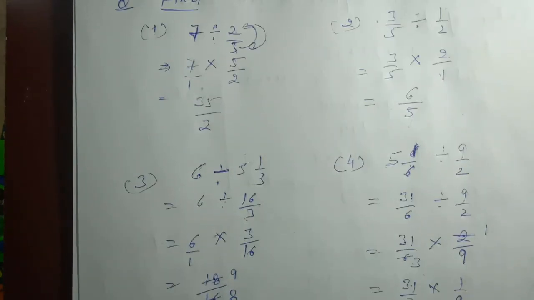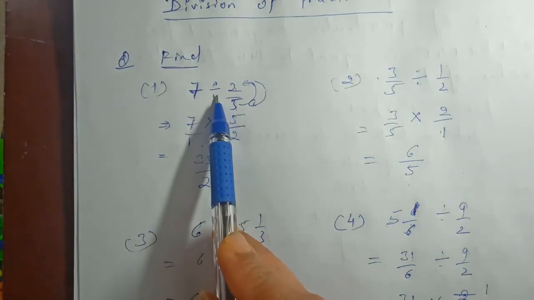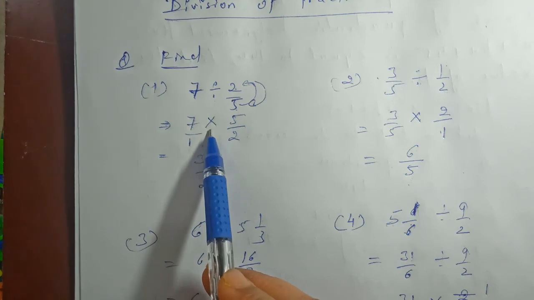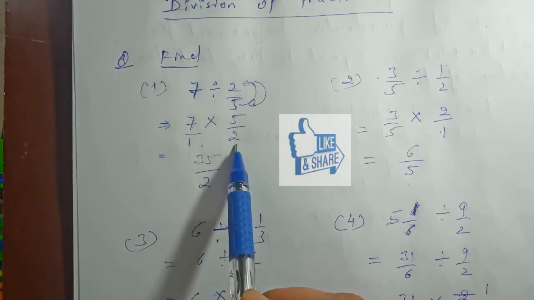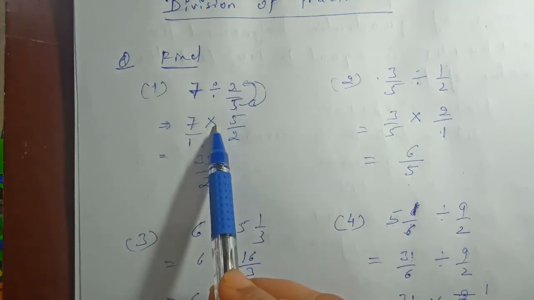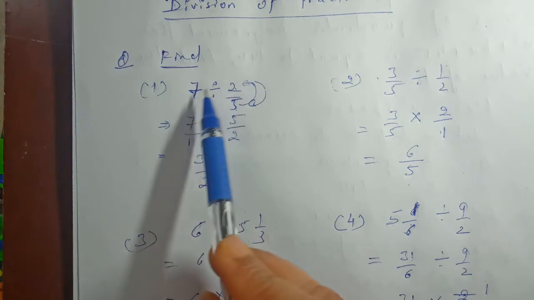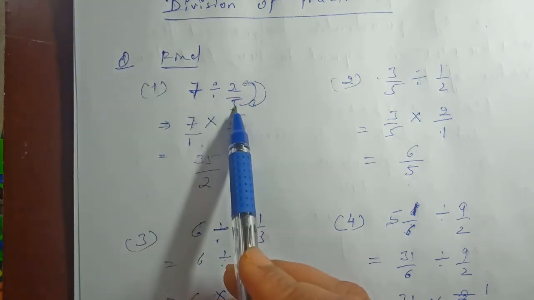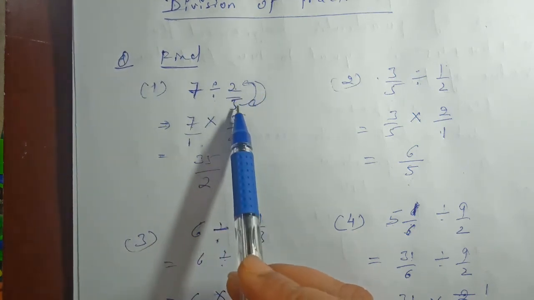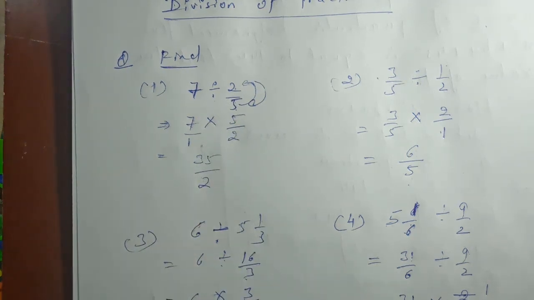You have to keep this point in mind: unless and until we change the sign of division into multiplication, we cannot do any calculation. And when we change the sign of division into multiplication, then the second fraction, don't reverse the first fraction, the second fraction is reciprocal. It means the places of numerator and denominator are exchanged. So this way, student, you can solve it.